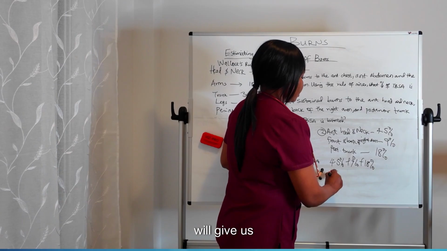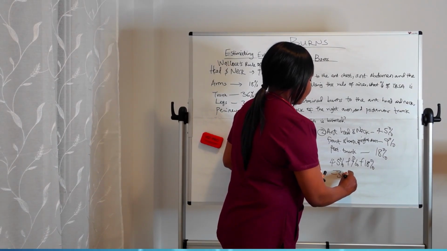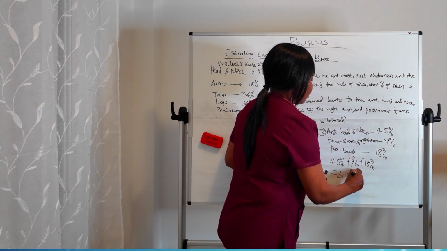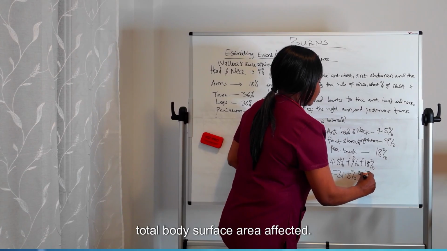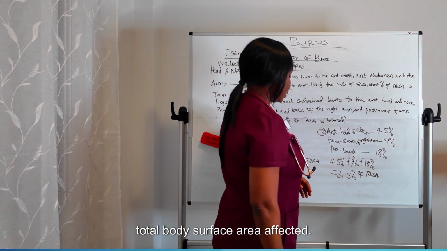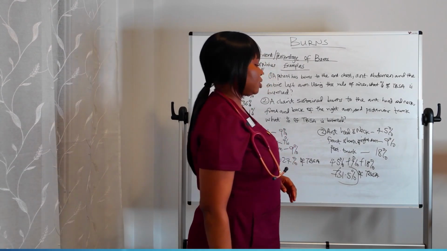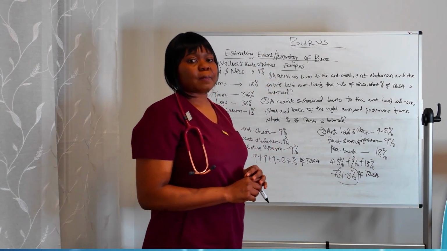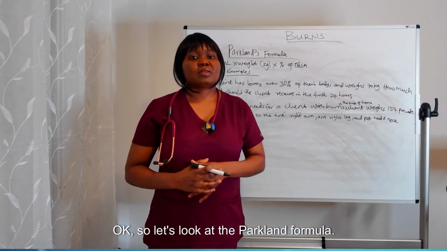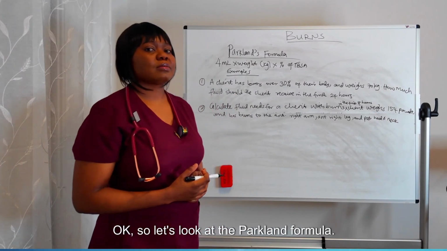So this will give us 31.5% of total body surface area affected. So yes, 31.5%. Okay, so let's look at the Parkland formula.